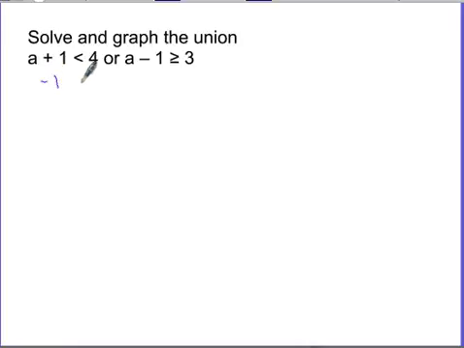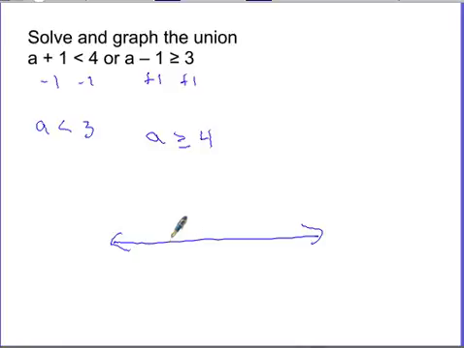We've got two different statements here, so subtract 1 here. A is less than 3, or add 1. A is greater than or equal to 4. This one doesn't require much: 2, 3, 4, 5. So an open circle at 3, A is less than 3, so it goes that way, and a closed circle at 4, and A is greater than or equal to 4, so it goes that way. So basically, A can't be anything between 3 and 4.